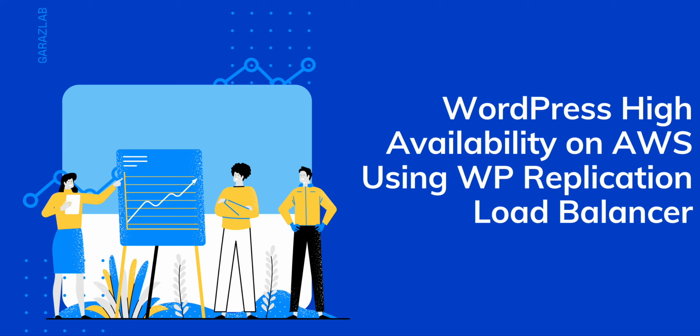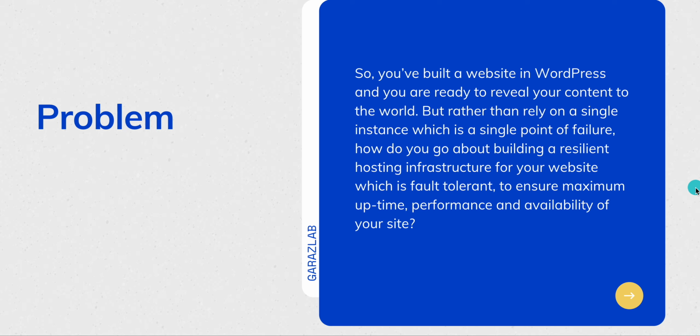We will focus on how we can easily implement WordPress high availability on AWS using our WP replication load balancer product. We frequently use AWS for our hosting, and we will see how we can use this product to enhance our WordPress website performance.